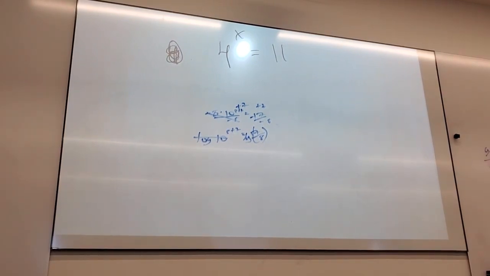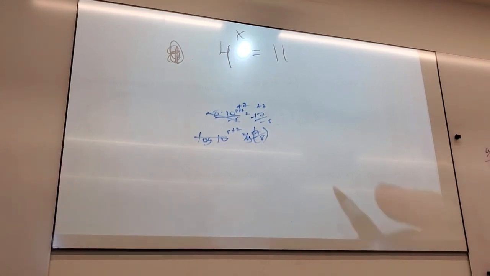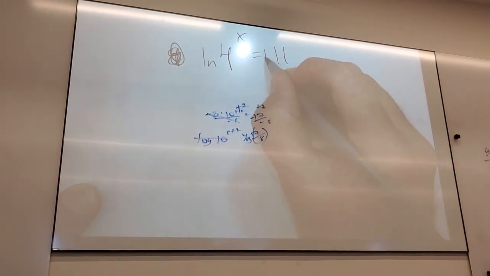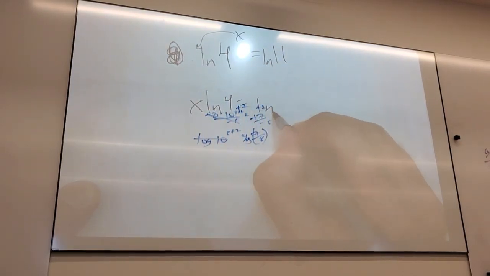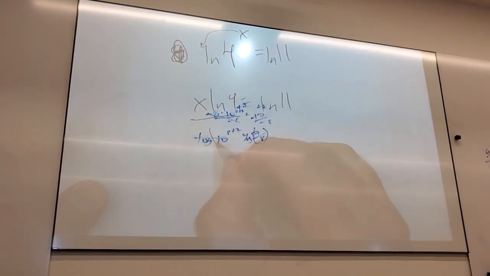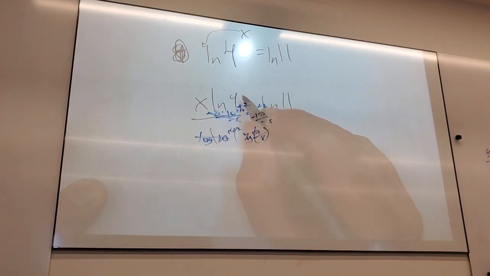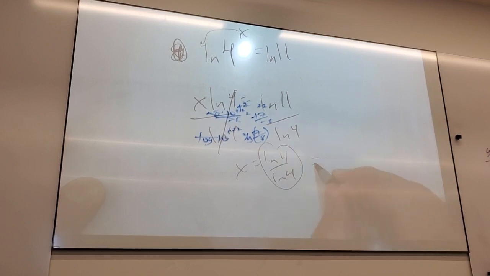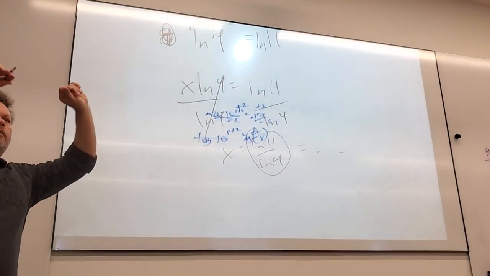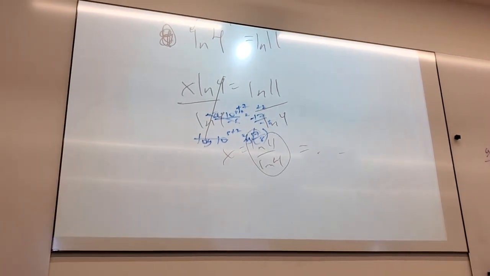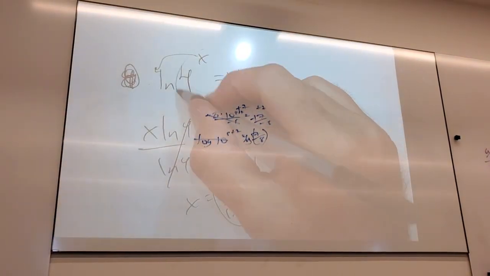You just have to put the log on both sides. If I take the natural log of both sides, and then you just divide by natural log of 4, so you get x equals this business. That's the exact answer, and then you can throw it in the calculator and get an approximation. And I could do that because I could get this by itself.